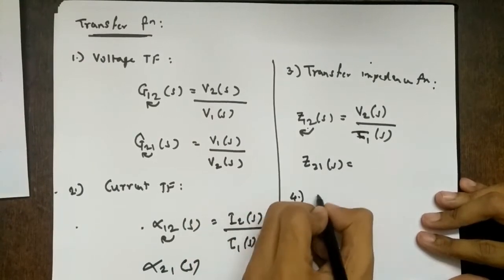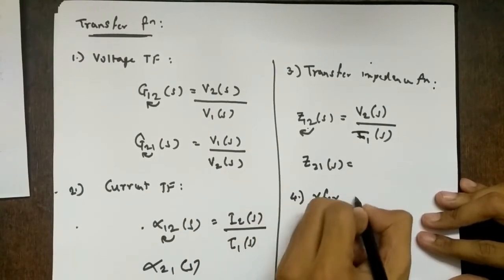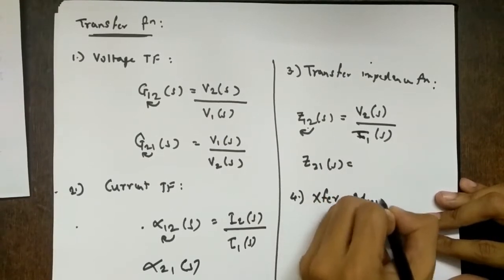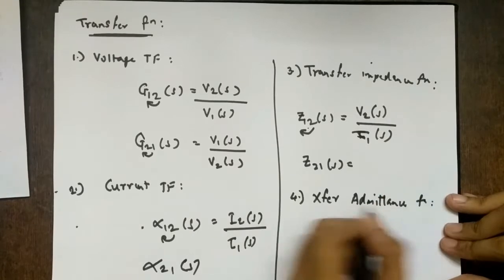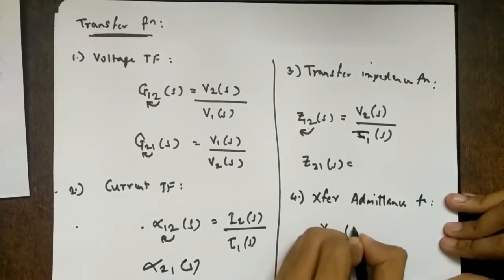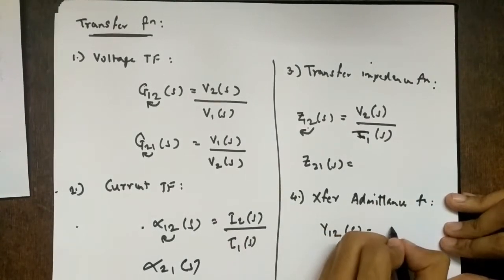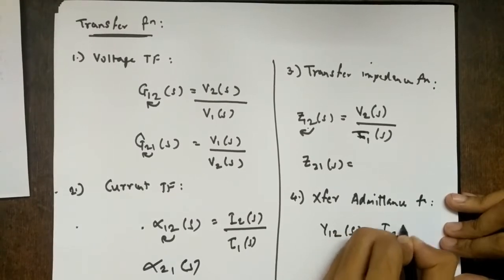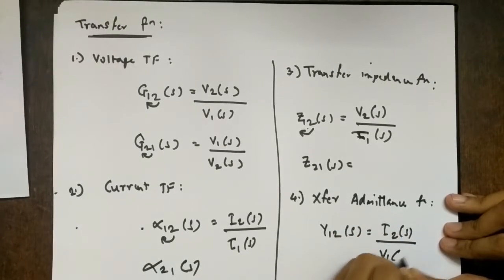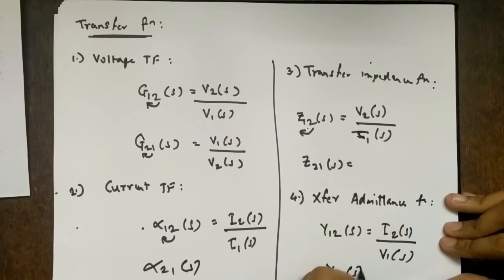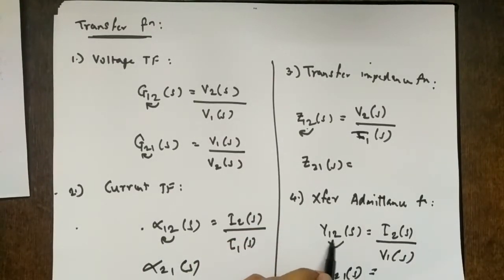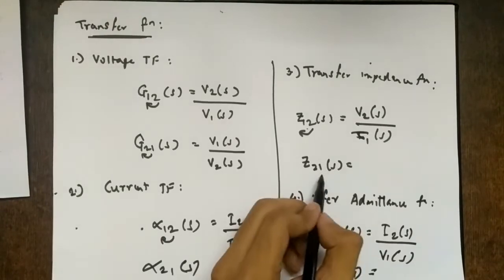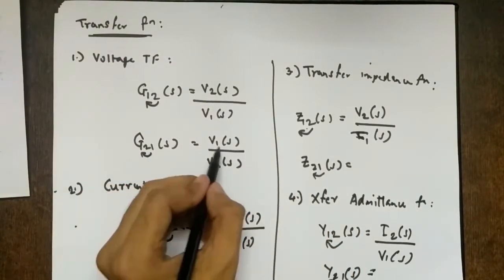So then finally you have the transfer admittance functions. Since it is admittance, it will be Y12 of S, so I2 of S by V1 of S. Similarly, you can write Y21 of S equal to, right? So again 2 to 1. So here 1 to 2. So you can see 1 to 2, so 1 upon 2.